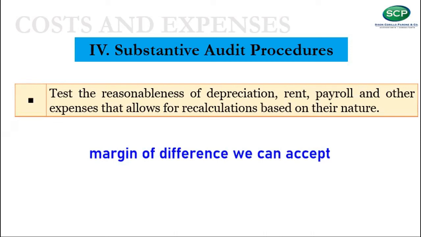Any amount beyond this margin of difference will require further investigation or audit procedure from us. So, ibig sabihin, pag nagpe-predictive testing tayo, dapat alam natin yung margin of error or margin of difference na pwede nating tanggapin na to conclude na fairly presented pa rin yung balance. Remember, predictive testing and test of reasonableness is, as the terms imply, estimates lang yung ginagamit natin.